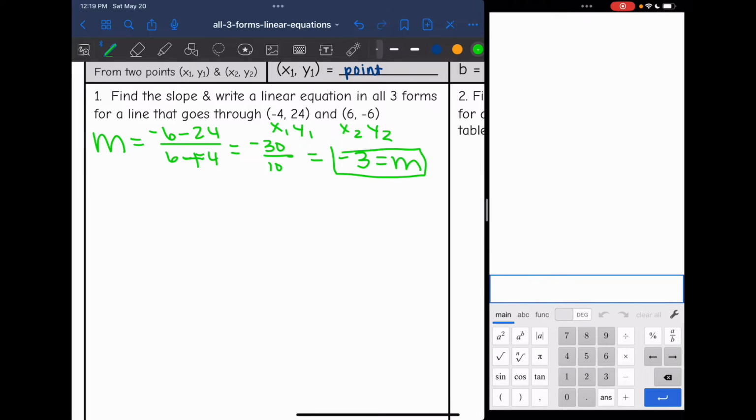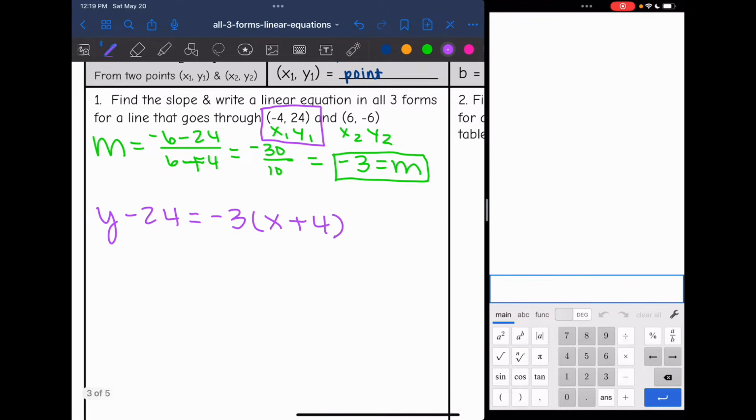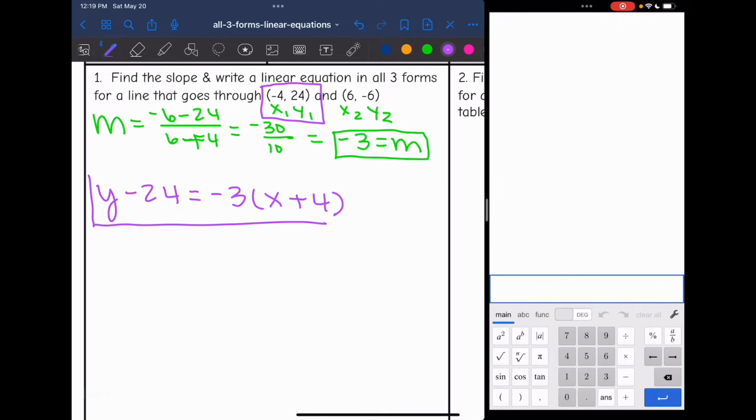It is -3. Okay, now that I have my slope and I have 2 points, I can write the equation in point slope form. I'm just going to use this first point to write it in point slope form. So it'll be y minus y1, or y minus 24, equals the slope of -3 times x minus x1, and minus -4 I can instead write more simply as plus 4. So there's the equation in point slope form.